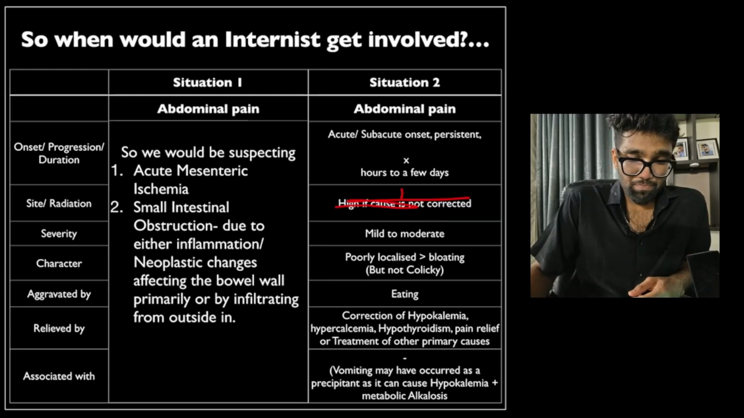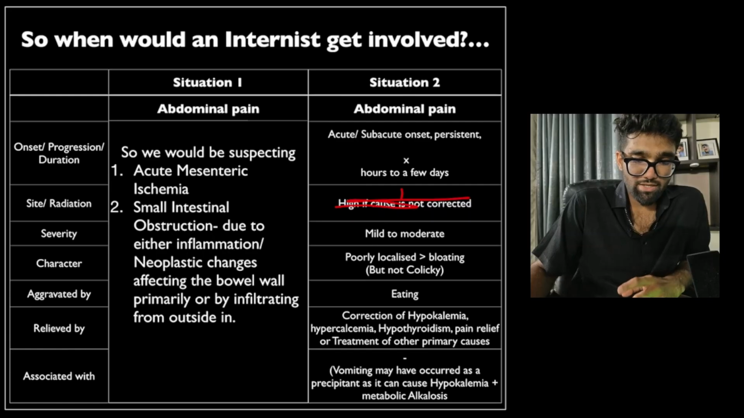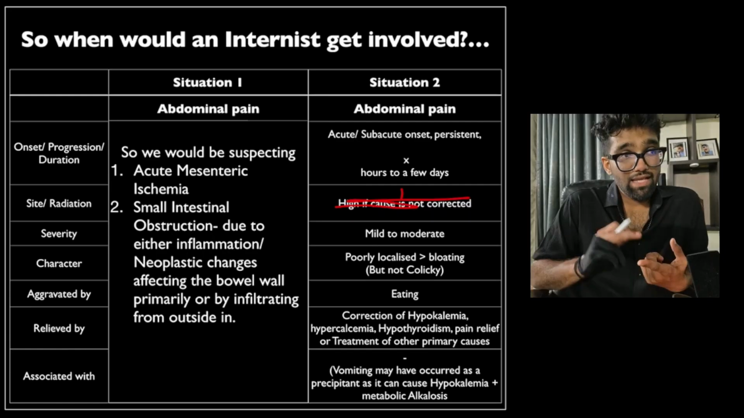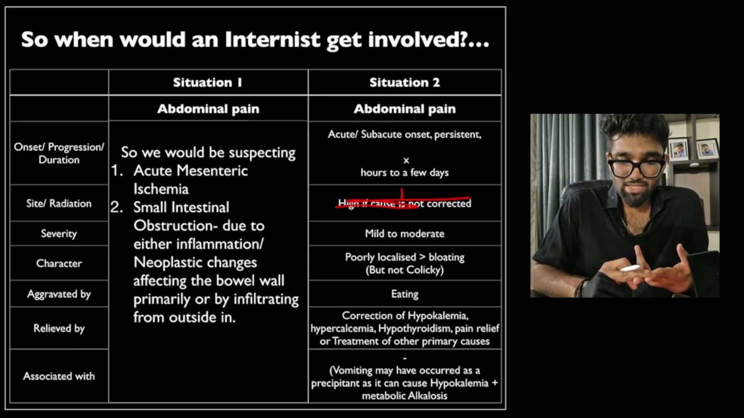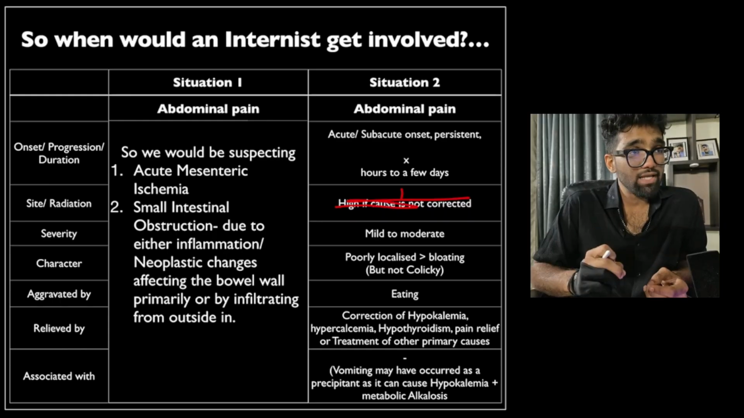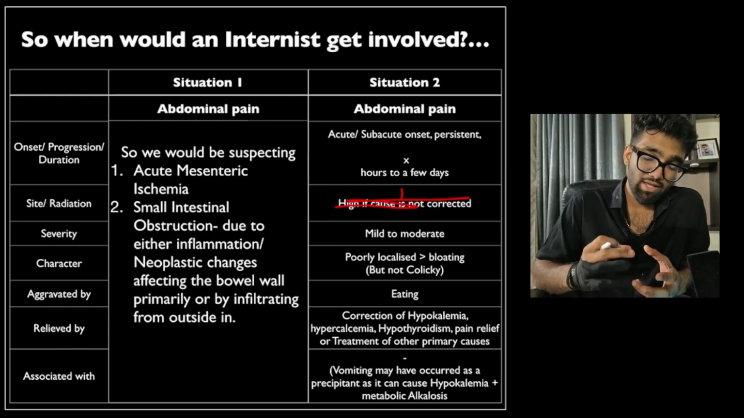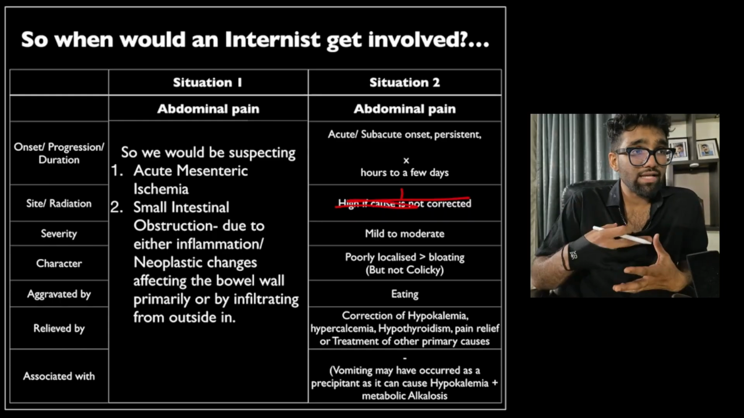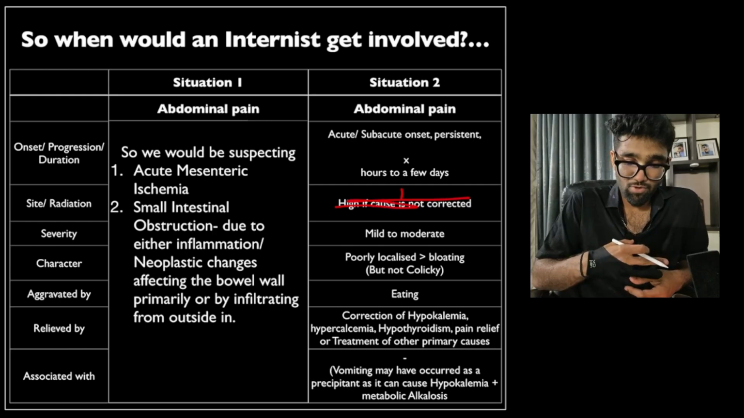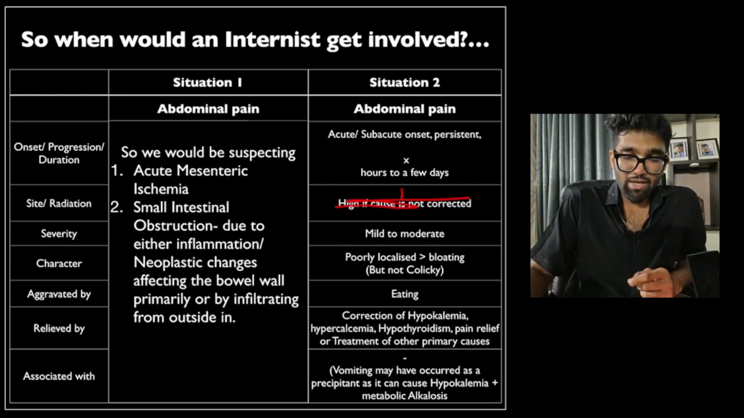Now I could reframe that and say that the patient has either acute mesenteric ischemia, or a small intestinal obstruction due to either an inflammatory or a neoplastic change within the bowel wall primarily, or an inflammatory or neoplastic disorder infiltrating into the bowel from outside in. So this is how I could reframe it.